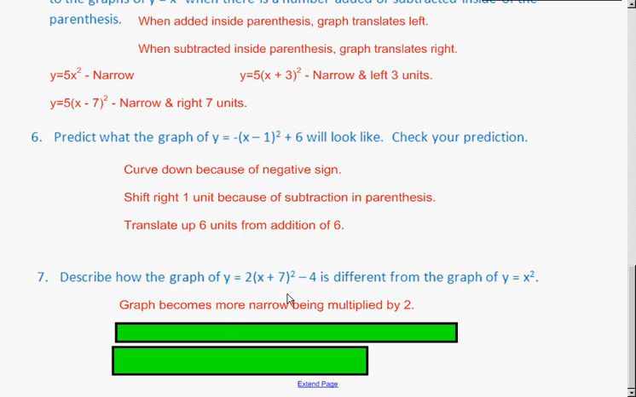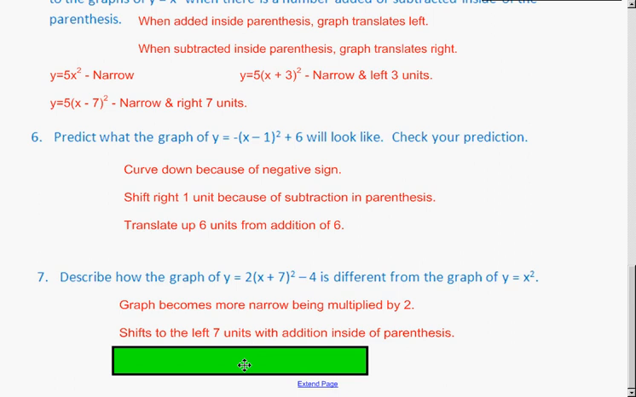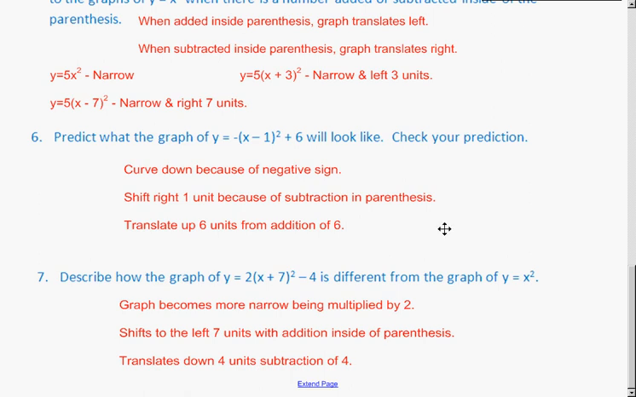When you multiply by 2, you have x plus 7. When you add 7 inside of the parentheses, your graph will translate to the left, 7 units. Minus 4, when you subtract 4, you are going to move down 4 units. So that's what we should have stated.